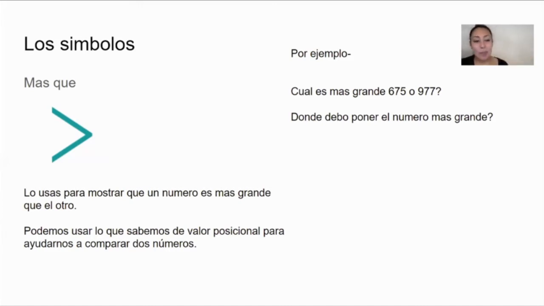Izquierda. Sí, pondría el número más grande, que en este ejemplo sería 977, a la izquierda. Probablemente han escuchado que el cocodrilo come el número más grande. Entonces la boca tiene que estar comiendo al número más grande. Entonces en este ejemplo pondría el símbolo así y 977 a la izquierda, comiendo.